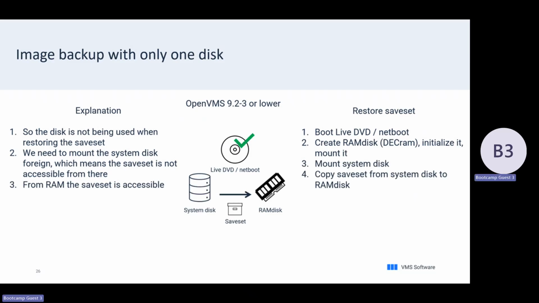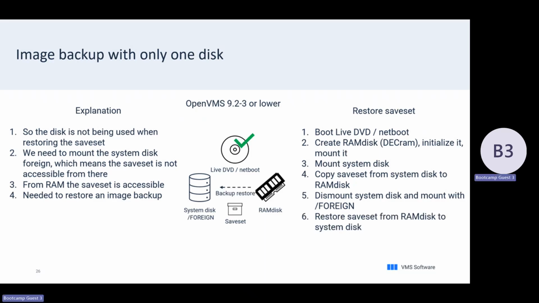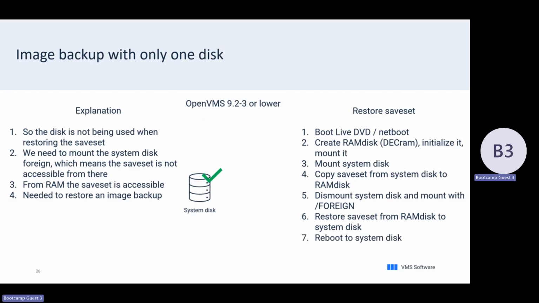Remount the system disk. We copy the safe set over to the RAM disk. Then we dismount our system disk, remount the disk for it, and then we restore the backup. You reboot your system disk, and that's it. You successfully recovered the backup.